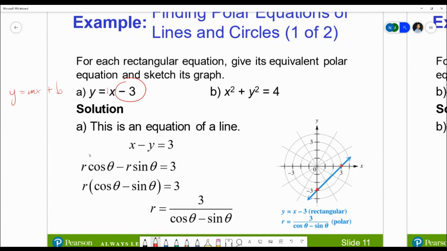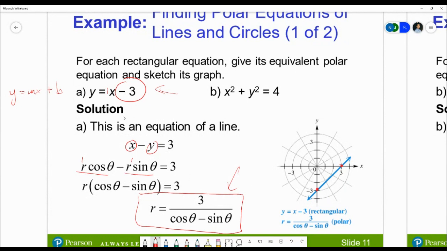Now when we convert it, we do the direct substitution. x is r cosine theta, y is r sine theta. Factor out an r from both of them, and then divide both sides to solve for r. So this is our equation of this. You can see here, this is not very pretty, right?